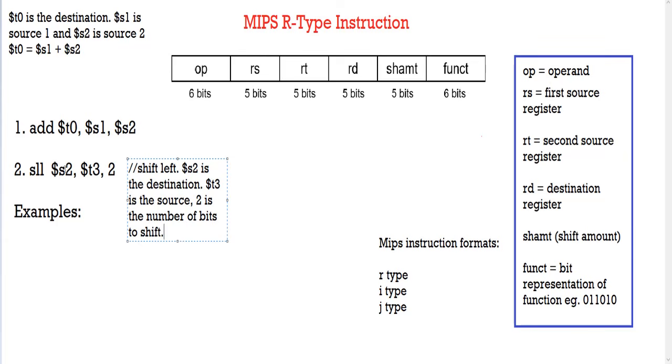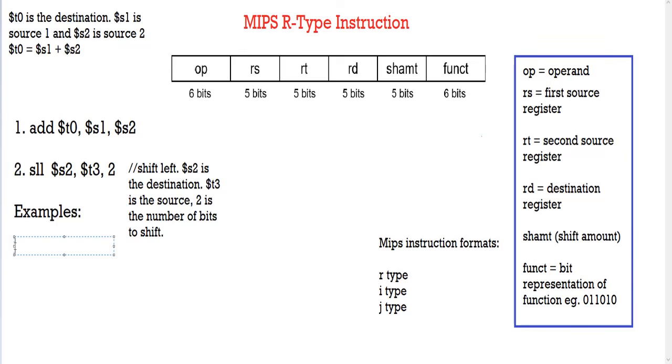So what's going to happen here is that the contents inside the register T3 are going to be shifted left by 2 bits, because our shift number is 2, and the result of that is going to be stored in S2. Okay, so that's what that means. Both of these instructions are examples of R-type instructions. We have a lot of other examples of R-type instructions.